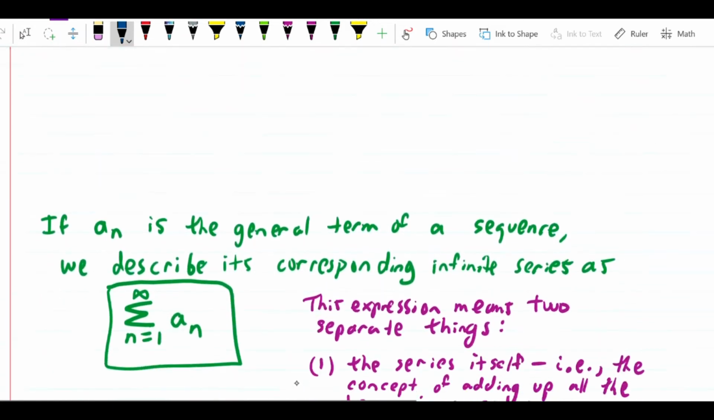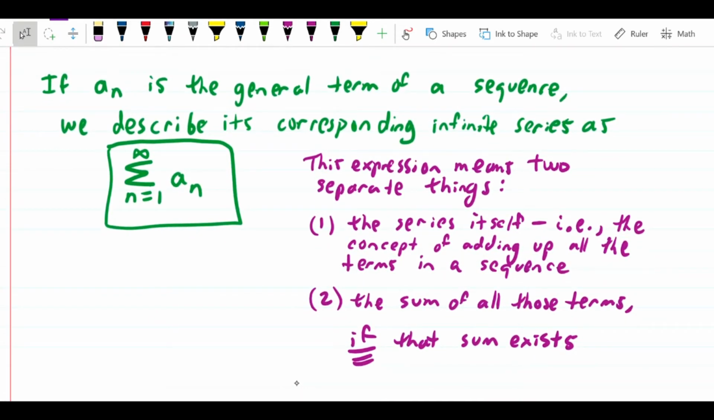So we write an infinite series this way. And again, we leverage what we know about sequences to write the definition of a series. An is the general term of a sequence. We describe its corresponding infinite series by this expression. It's the sum from n equals 1 to infinity of an. That summation symbol that you see written like this is a sigma. That's the capital Greek letter sigma, so I should write it actually with a capital S. And of course it stands for sum.